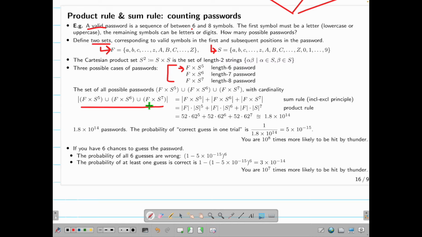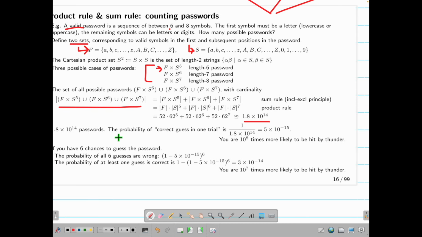Then what? This is sum rule, inclusion exclusion principle. And then I just count this. And then this is Cartesian product, so I can split them. F is 26, so 52. S is what? 26 and 10, so 62, and then 5 times. And this gives me some number that looks like this. So that means you have this number of passwords.